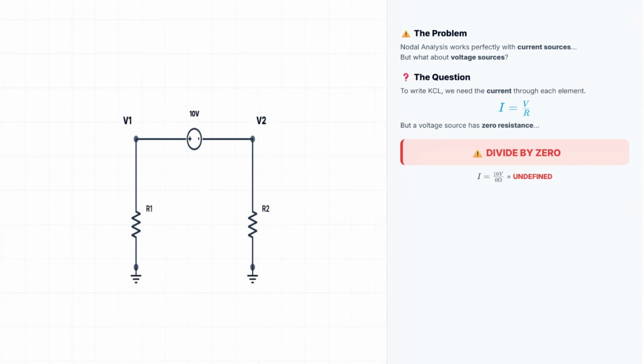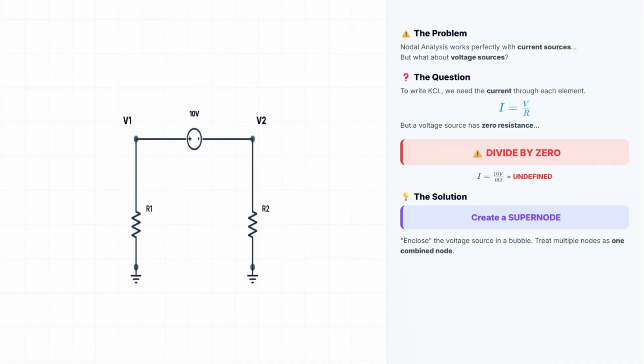Establish a rule. If a voltage source sits between 2 non-reference nodes, we create a supernode. Imagine enclosing the source and both nodes in a bubble. We write KCL for the entire bubble. Any current leaving node 1 or node 2 external to the bubble is summed to 0. The internal current is ignored.